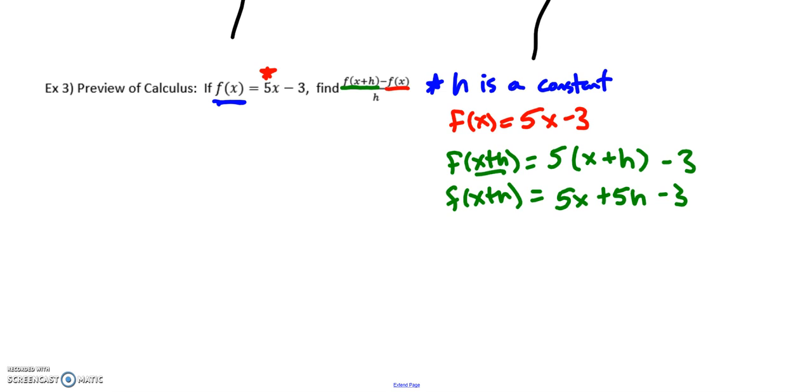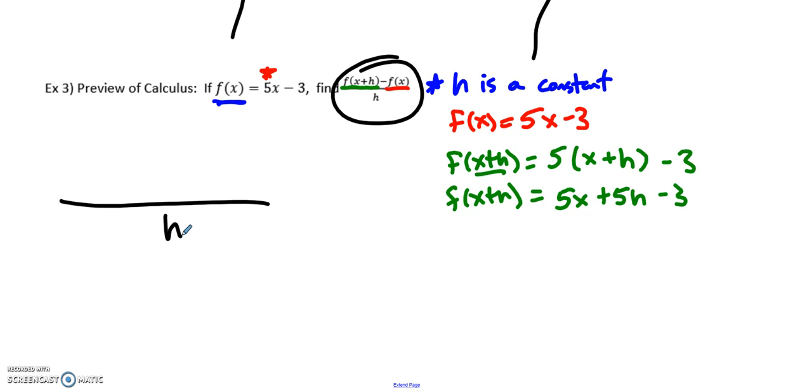So now when I go through and I look at the structure I have in this whole piece right here, I see a big fraction, it's all over an h, and I'm subtracting something. So now I just pick up the pieces and put them where they go. The red piece, the minus f of x, comes here in my subtraction part. So there's a 5x minus 3 there. Notice I put the parentheses because I'm subtracting the entire function. And then the f of x plus h goes first, so I get 5x plus 5h minus 3. I'm just plugging them in where they go.